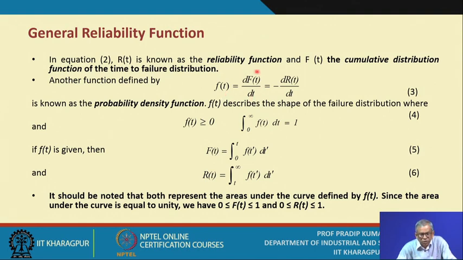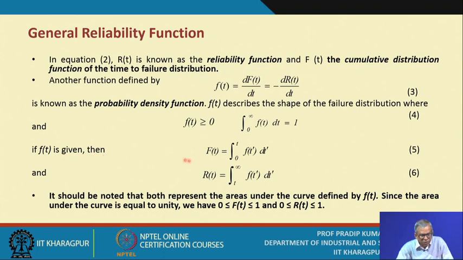So if you differentiate the cumulative distribution function, d/dt of F(t) is nothing but minus dR(t)/dt. This you get directly if you look at the previous equation. So this is the probability density function. f(t) describes the shape of the failure distribution. That means distributions will have a shape where f(t) is greater than or equal to 0, and obviously the integral from 0 to infinity of f(t) dt will be 1.